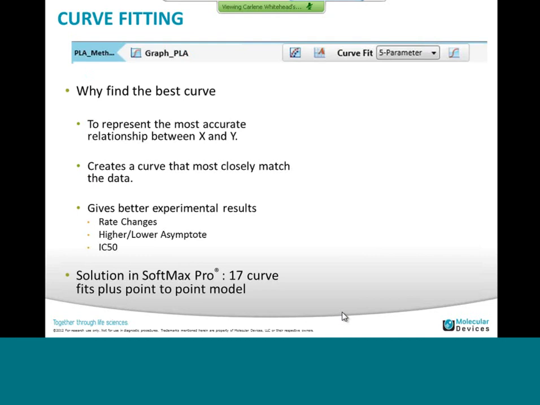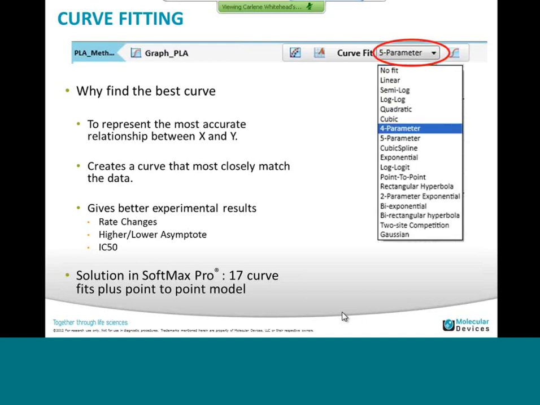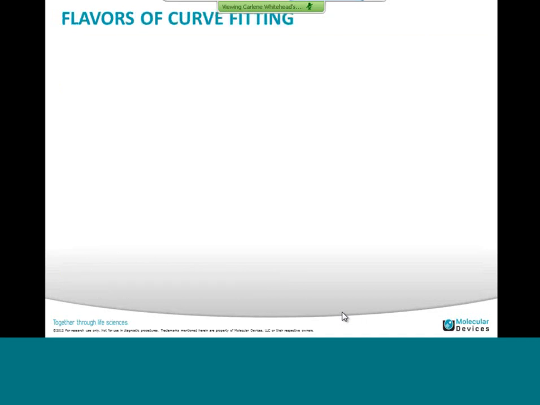So first of all, what is weighting? Choosing the best curve fit equation is really important as it should represent the most accurate relationship between two known variables x and y. The goal is to find the parameter values of the curve fit equation that most closely match your data. Therefore, it will give you better experimental results, such as the rate changes, higher and lower asymptotes, and the EC50. SoftMax Pro will help you do just that with its now 17 curve fits plus a point-to-point model.